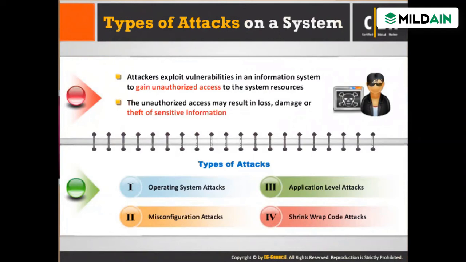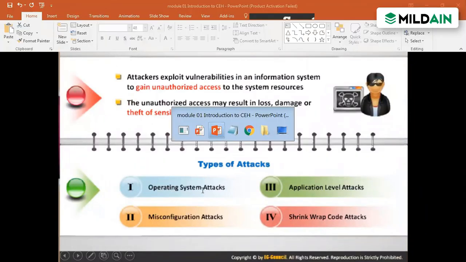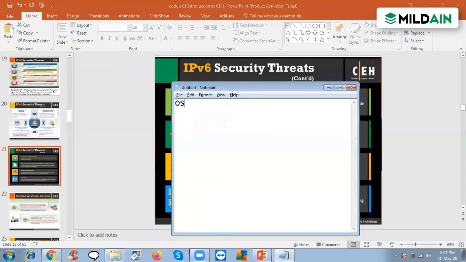All right. So now the next thing is, attackers are exploiting different kinds of vulnerabilities. So there are 4 types of system attacks. The first one is attacking the operating system. What are the operating systems that we have? Can you tell me the types of operating systems that we have?